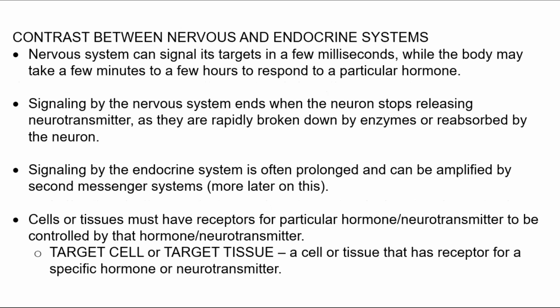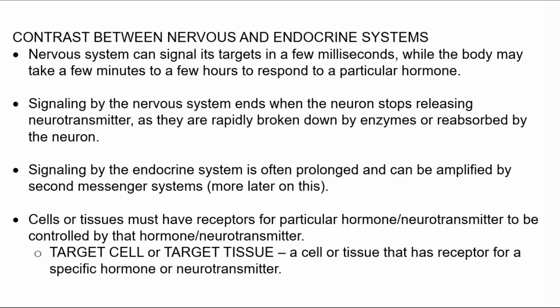Generally, the action potential and release of neurotransmitter from neurons only takes a handful of milliseconds, so nervous system signaling tends to be very fast. In contrast to this, cells and tissues may take a few minutes to a few hours to respond to hormones. So signaling by the endocrine system can be considerably slower than that of the nervous system.